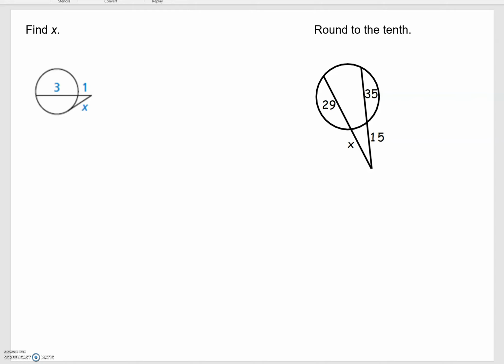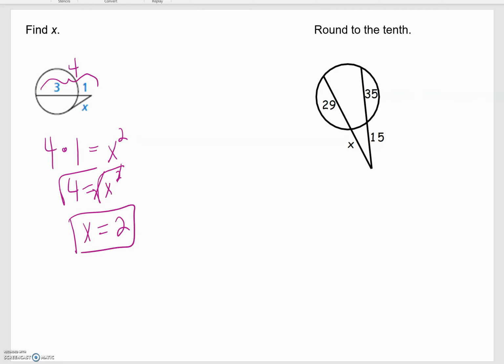Okay, last two. Again, I have one where it is a tangent and a secant together. So my whole secant looks like 4 times the exterior, that's a 1, equals my tangent segment squared, so x squared. This time I'm going to take the square root in order to figure out what x is, and I get that x equals 2. Square root of 4 is 2.